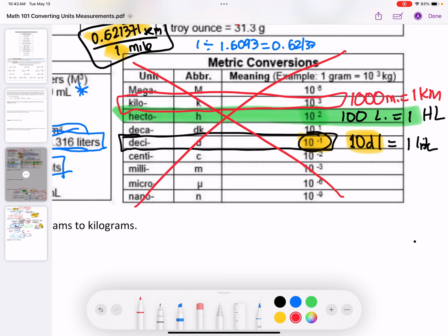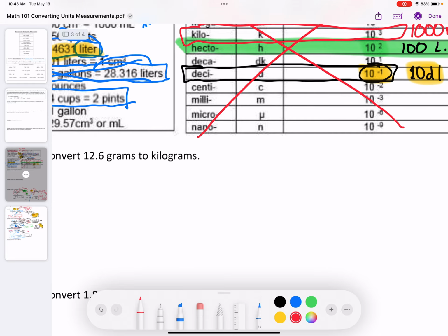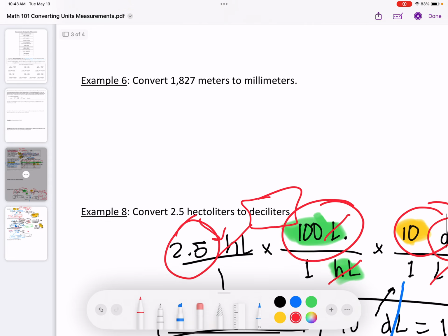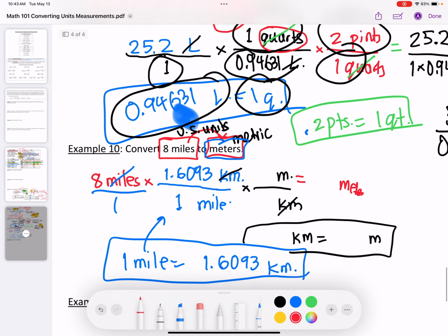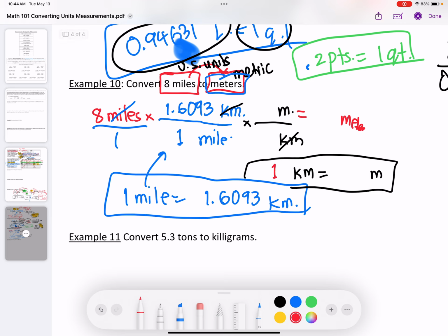But it could be liters. 1,000 liters in a kiloliter. So I guess that's the measurement I want, or the unit conversion. 1,000 meters in a kilometer. 1,000. Don't forget. So much easier to remember, right? 1 kilometer is 1,000 meters, rather than these random numbers with the US units.